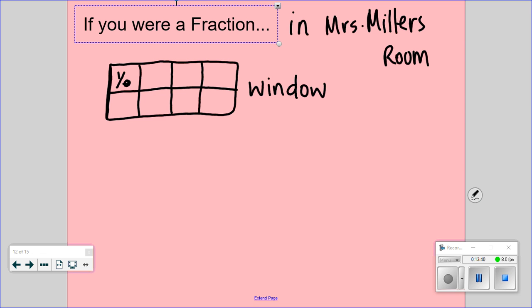1/8. Have you noticed with fractions you kind of say them a little funny? 1/8. So I don't say "one eight," I say "one eighth." There's a TH on the end. One eighth, split into 8.